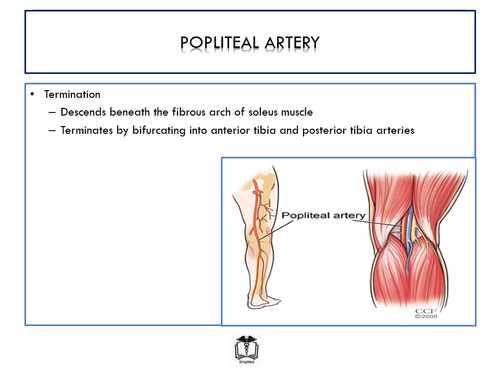The popliteal artery tends to terminate by bifurcating into two smaller arteries. This would be the anterior and posterior tibial artery that we'll talk about next. Before it does so, it tends to descend beneath the fibrous arc of the soleus muscle and then terminates by dividing into those two arteries.